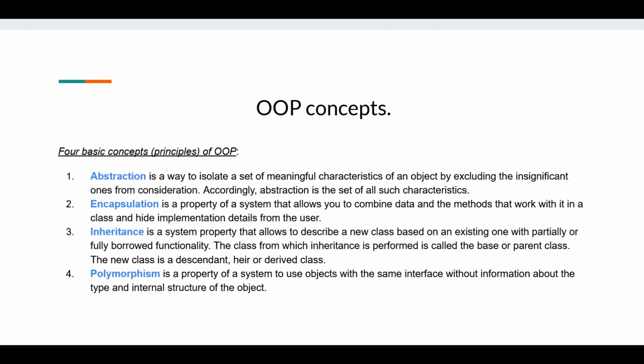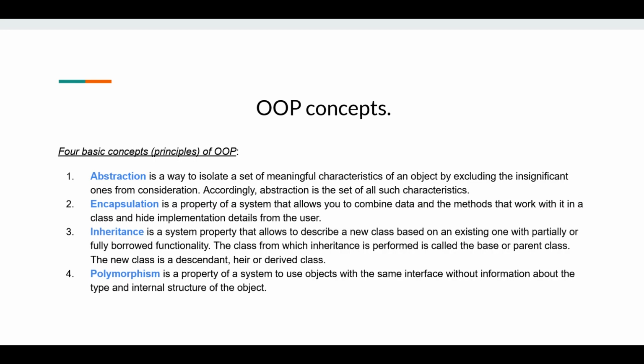The four basic concepts, principles, of OOP: abstraction is the ability to work with objects without going into the details of their implementation. Encapsulation is a system property that allows you to combine data and methods working with them into a class and hide implementation details from the user.